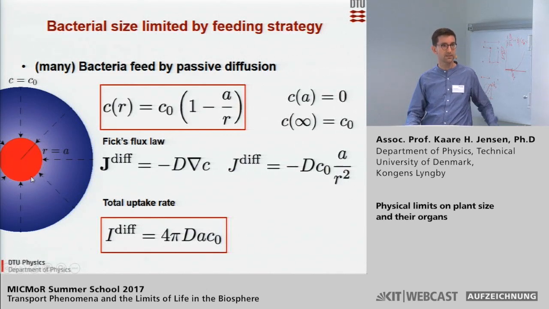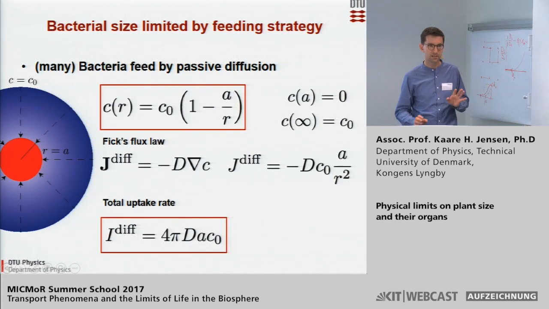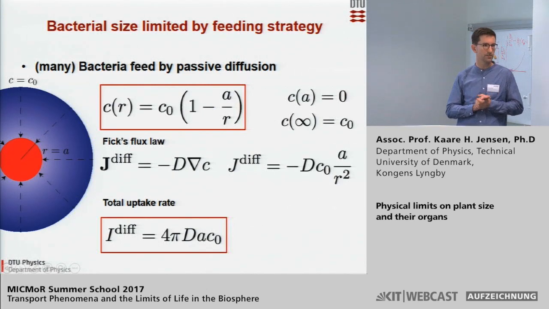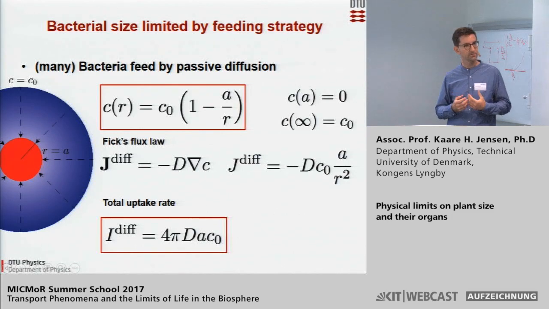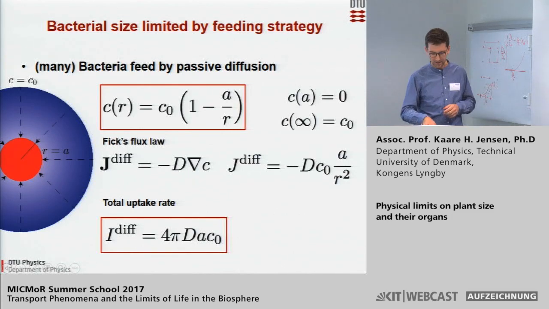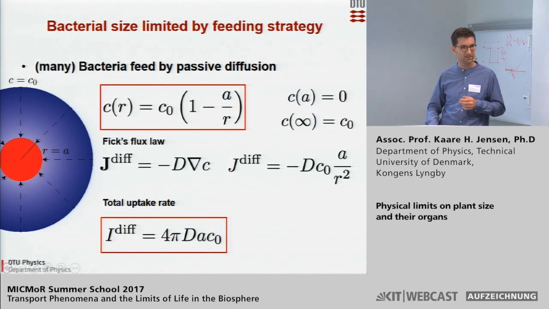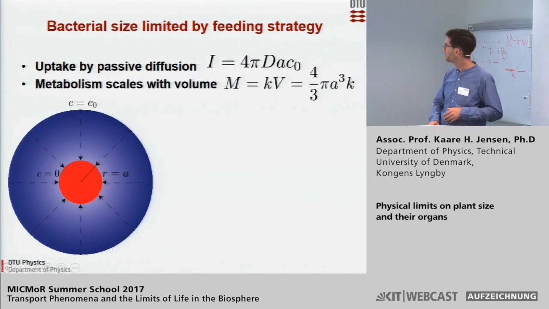If I evaluate this at the surface of the bacterium, I get this expression. We have some geometric factor, diffusivity, concentration, and then the radius of the cell. So it's not the surface area of the cell, it's not the volume of the cell, it's just the radius of the cell. And this is a big problem, because if I double my radius, I can take up twice as much food, but my volume will grow by a factor of 8. So it's a bad thing to eat by diffusion.